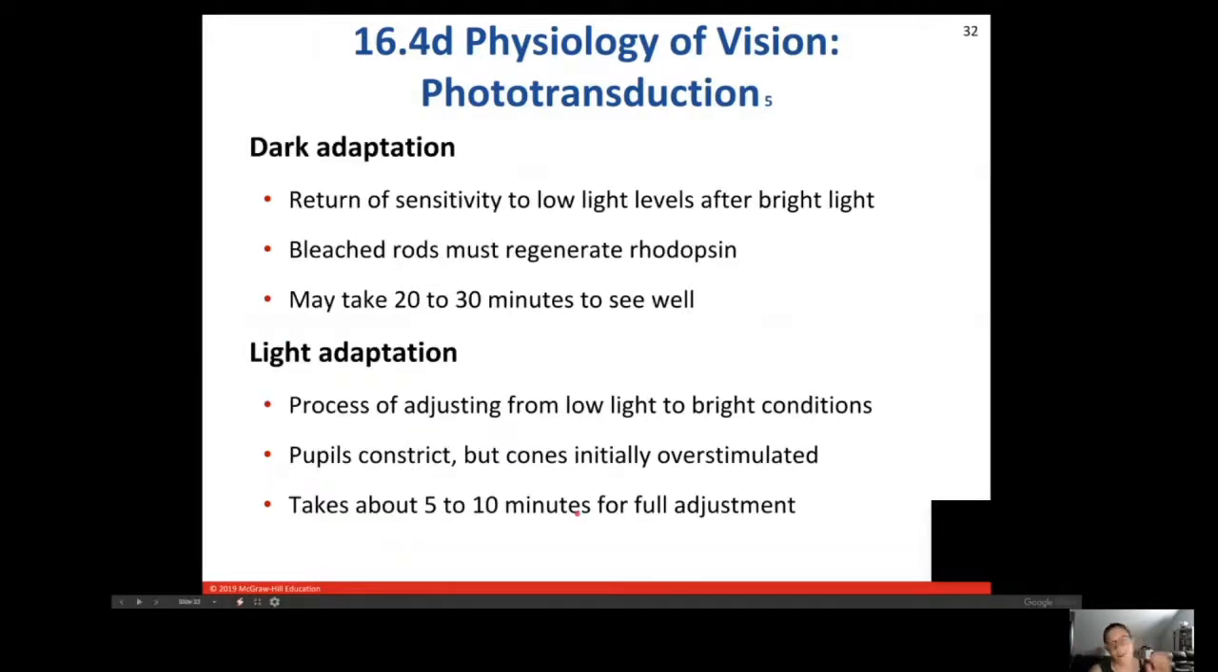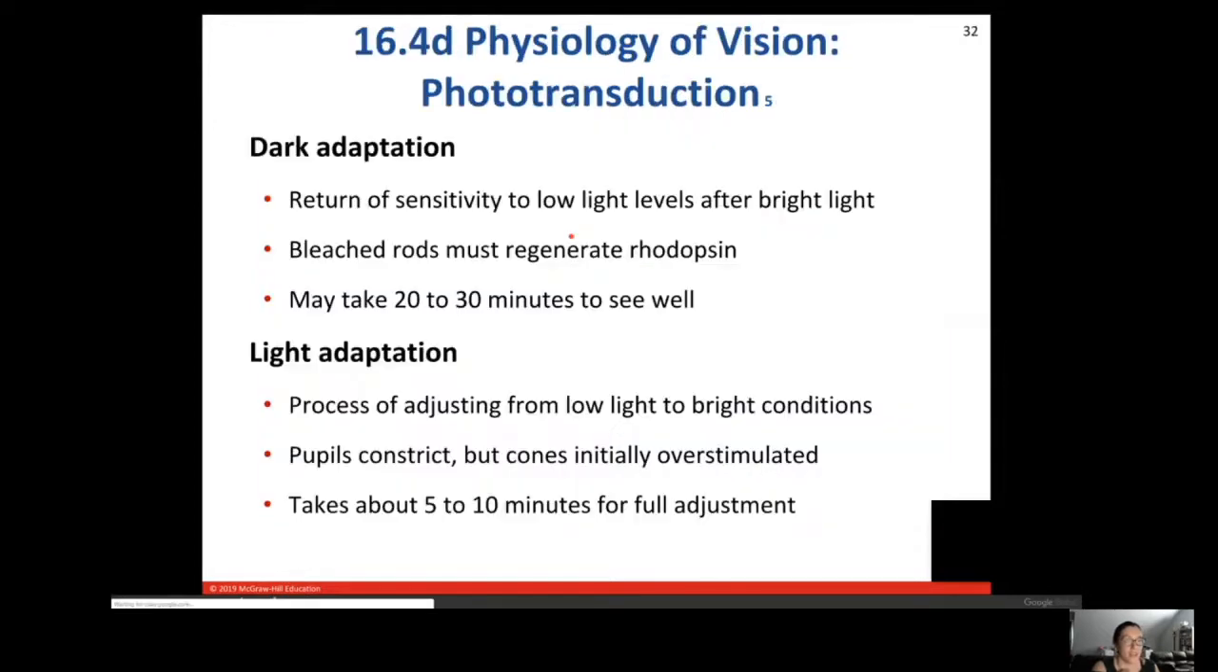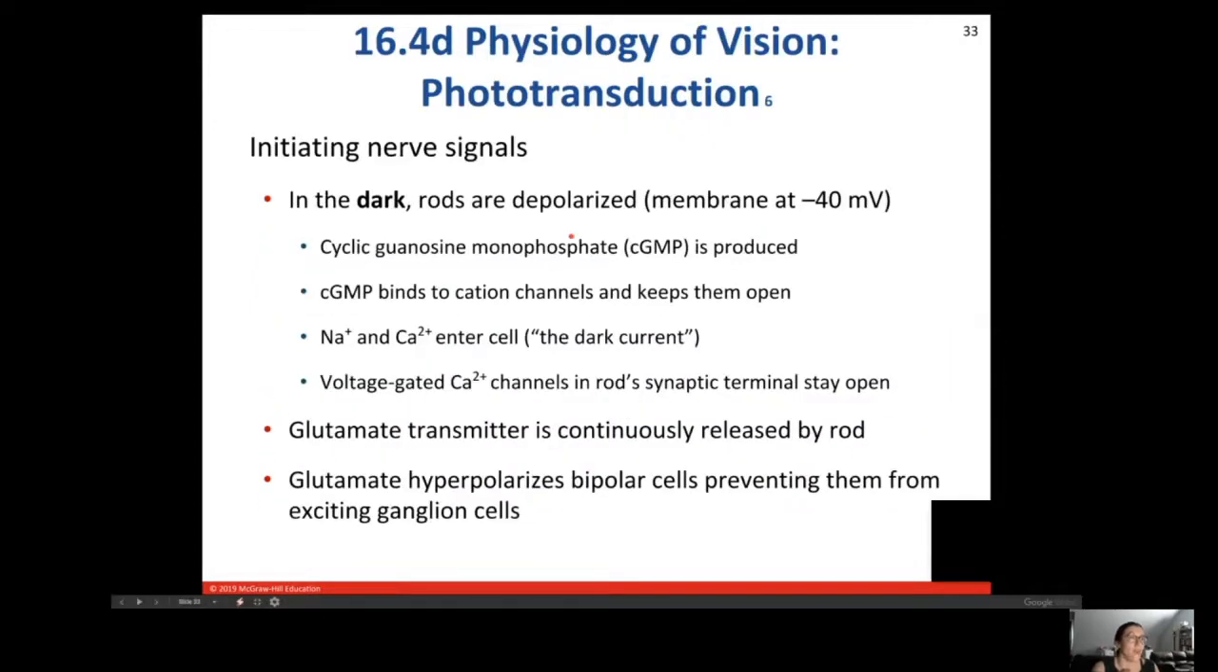All right, so we talked about that bleaching reaction and what that does, but now how does it actually cause an action potential? So we're going to move on to that next. Remember the opsins: photopsin in cones and rhodopsin in rods, and we're going to use rods as our example. They're going to be activated by light.